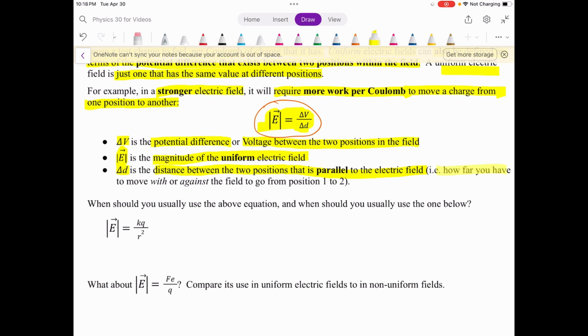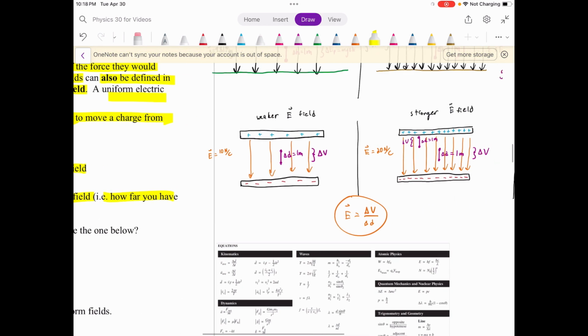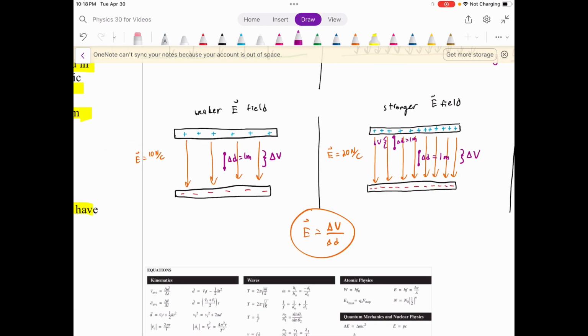In other words, how far you have to move with or against the field to go from position 1 to 2. That's because if we move perpendicular to the electric field, have we actually changed our potential energy? Like if I take an electron from here to here, does it have a different amount of potential energy? No, right? Only moving it with or against the electric field can change its potential energy.